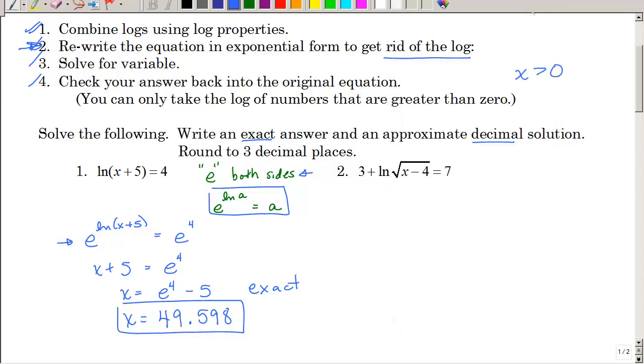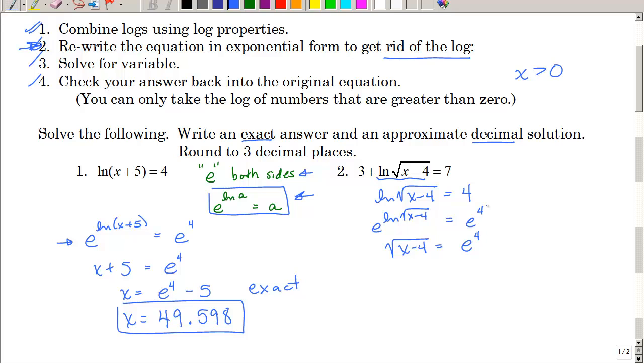Now let's look at number 2. Again, we don't have any logs to combine, but we need to isolate that log so we can e both sides or get rid of the log. So I'm going to subtract 3 and get 4. And then I'm going to do the same thing I did on problem number 1. Say e raised to the natural log of the square root of x minus 4 equals e to the 4th power. Just so happens it's the 4th power again. Now I have the square root of x minus 4 equals e to the 4th power.